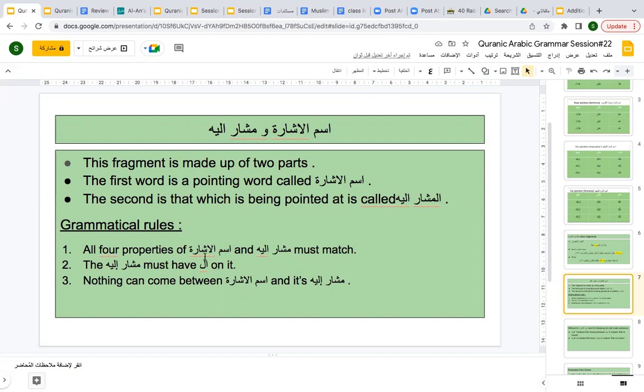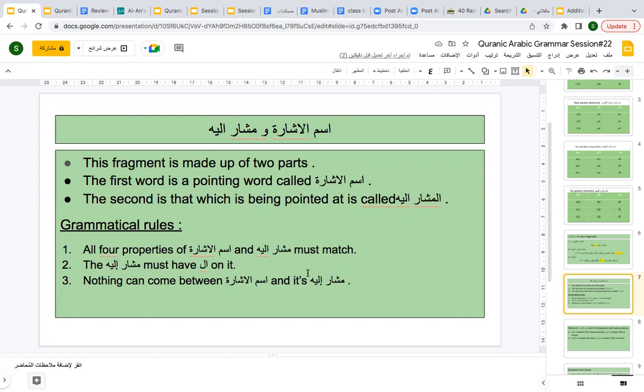Mushar ilayhi must have al. Nothing can come between them. No long distance relationship here. Do you remember any fragments that can tolerate distance between them? What are the fragments that can have a harf of nasb and its victim? Very well done. Al-mawsuf was-sifa, right?